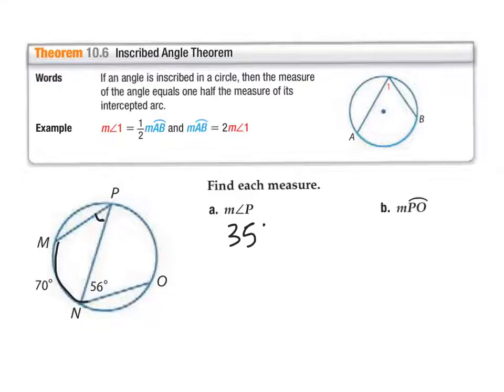All right, the next problem, they want us to find the measure of arc PO. PO is right here. 56 is the inscribed angle, so PO is going to be twice as big, so 56 times 2, that's going to be 112 degrees. So the measure of arc PO is 56 times 2, or 112.